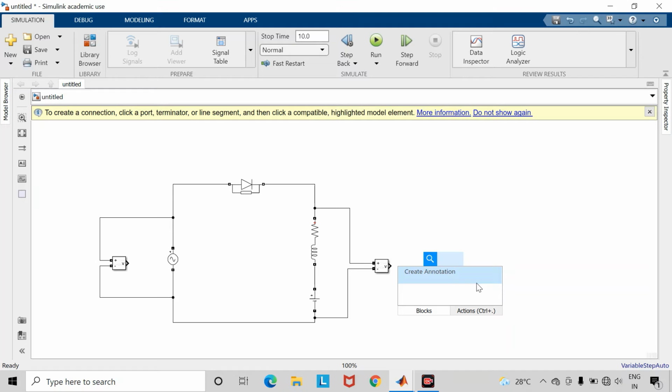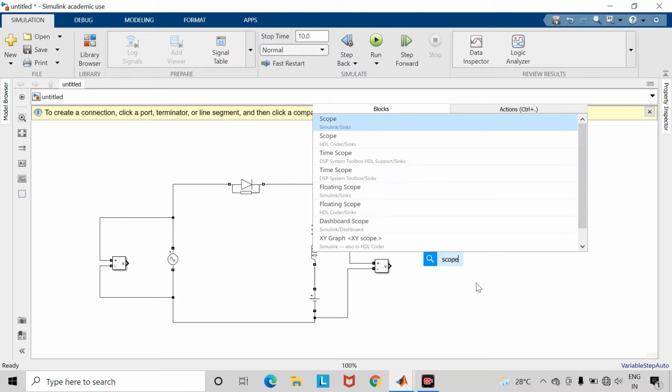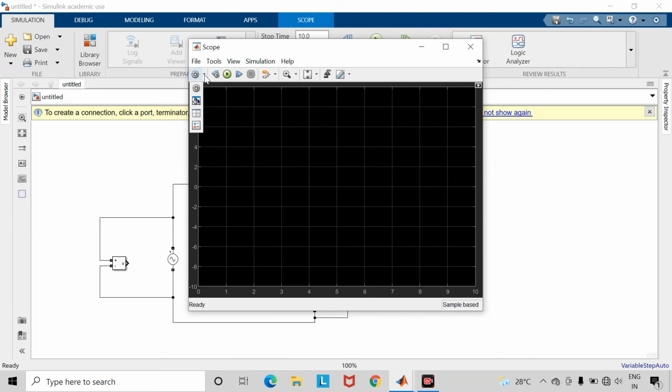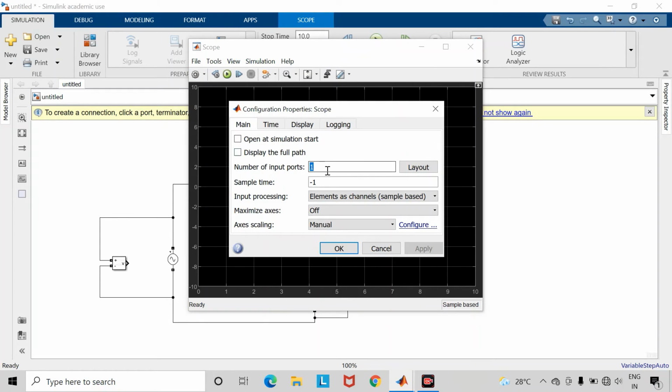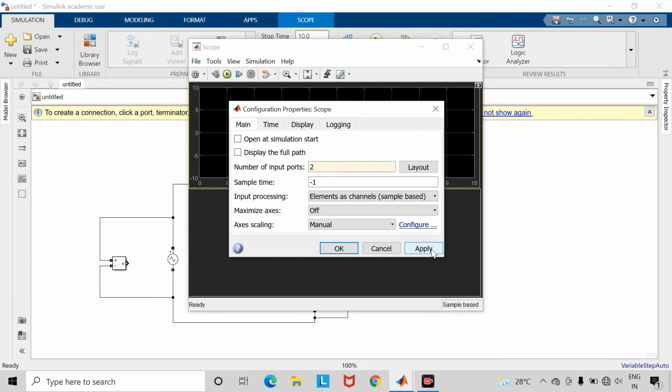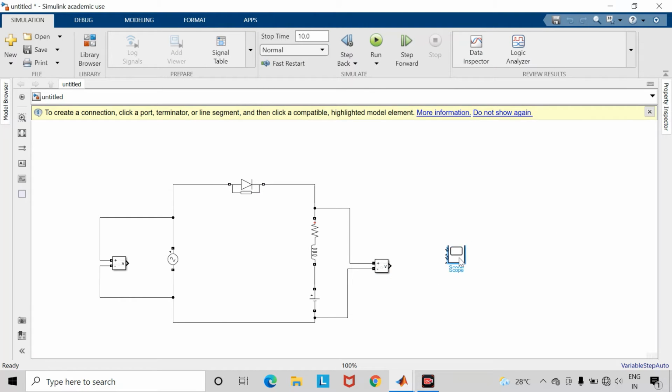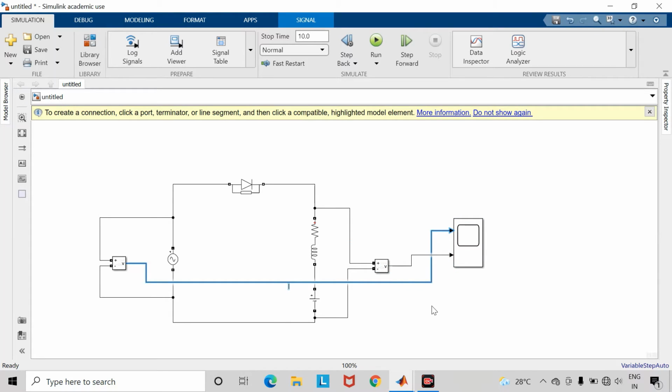Now take a scope to view the waveforms. Change number of input ports of the scope and its layout. Now connect this input side voltage and output voltage across the load to the scope block. You can give the name.